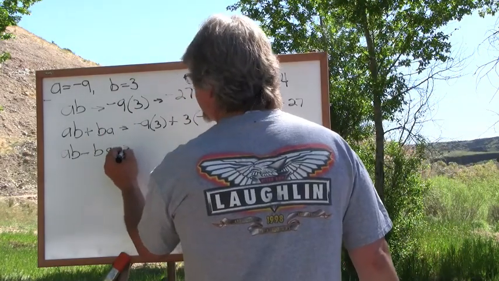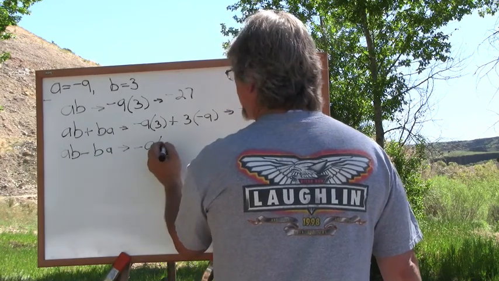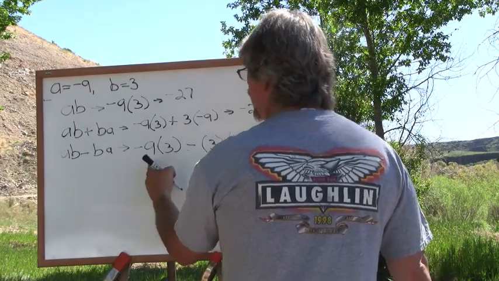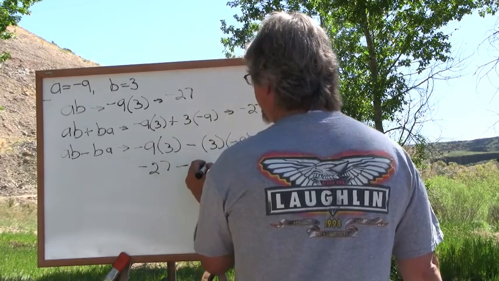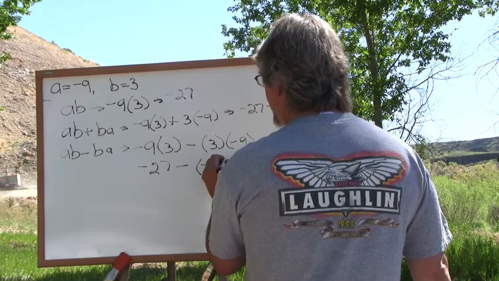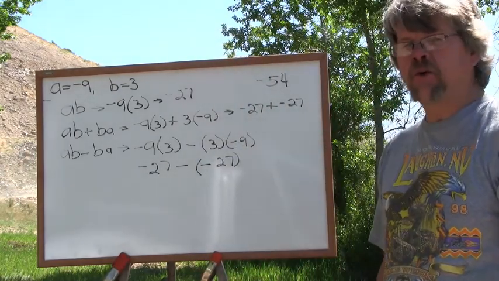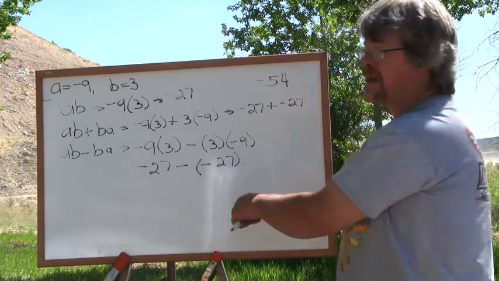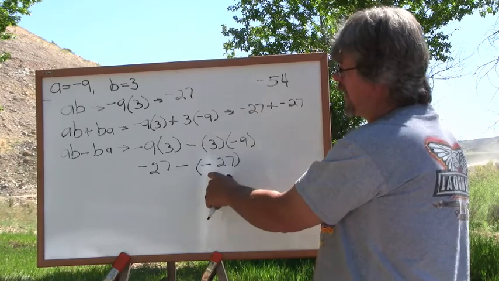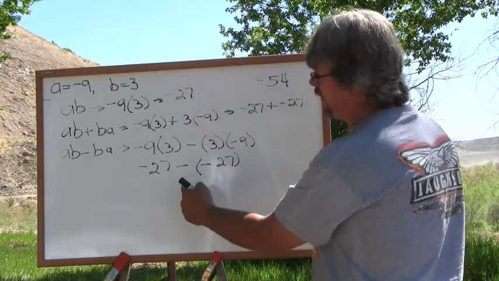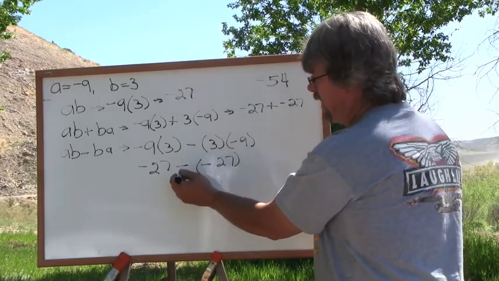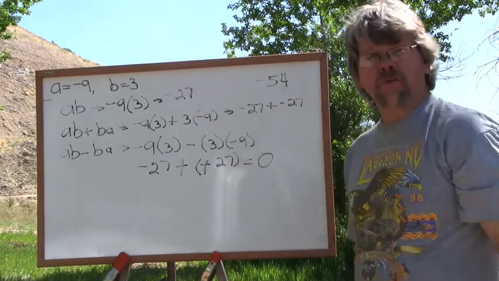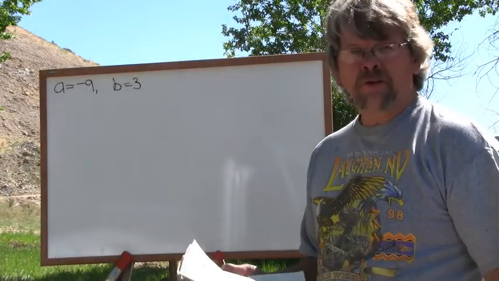This is wonderful. This becomes -9 times 3 minus 3 times -9. This becomes -27 minus a negative 27. Watch the signs when you're doing this. This is still a negative 27, but we're subtracting, so it's a negative minus a negative, and that gives us a double negative. The way to handle the double negatives is this is the opposite of the negative 27, so we negate the negative. Negative 27 plus 27 equals 0. Isn't that nice? Let's do another equation.